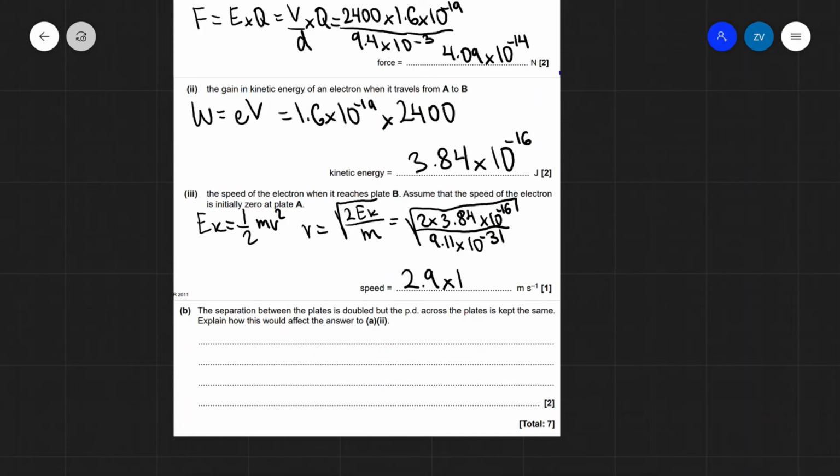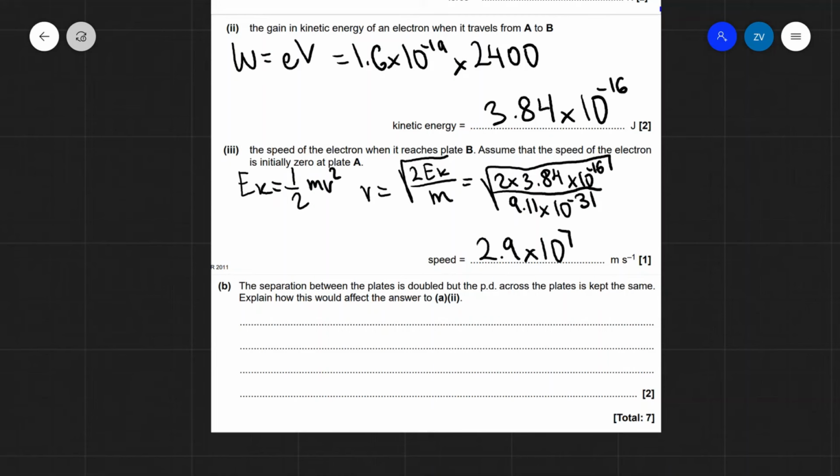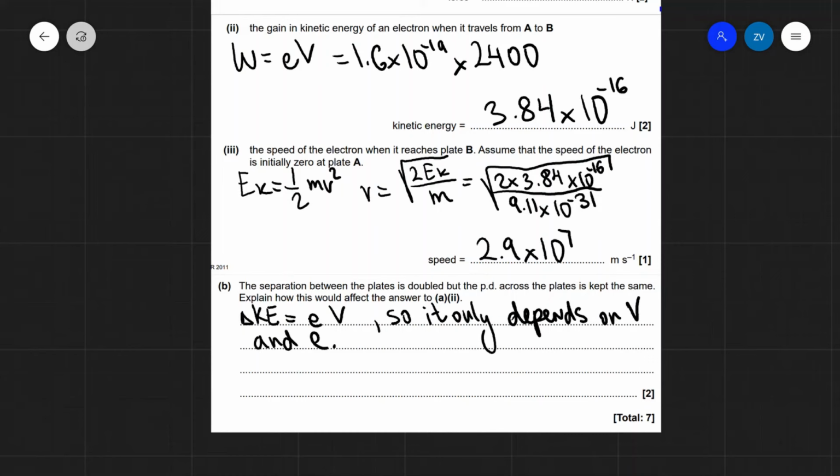Okay, so that's the gain in kinetic energy. Well, the gain in kinetic energy, let's say delta KE, is going to be equal to the charge multiplied by the voltage. So it only depends on V and the charge E. So therefore, there will be no change.